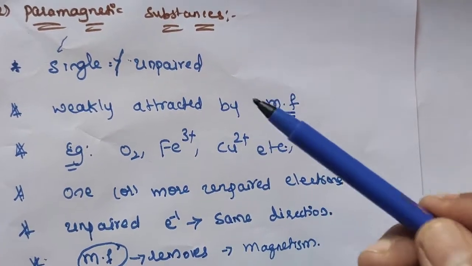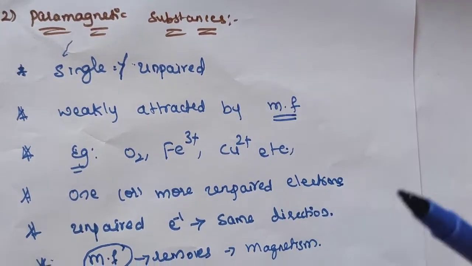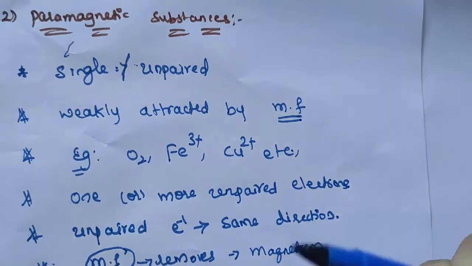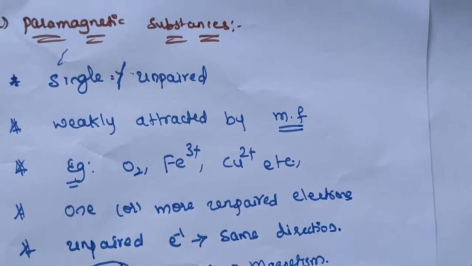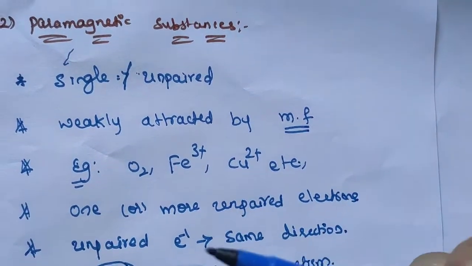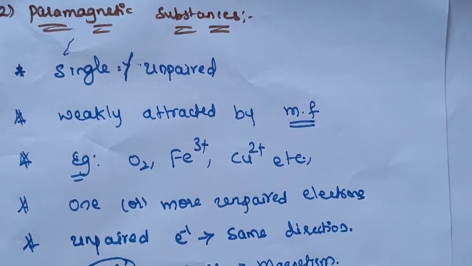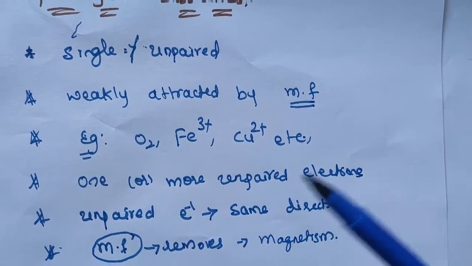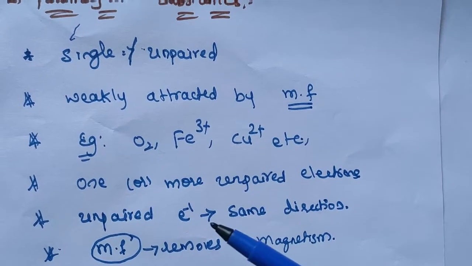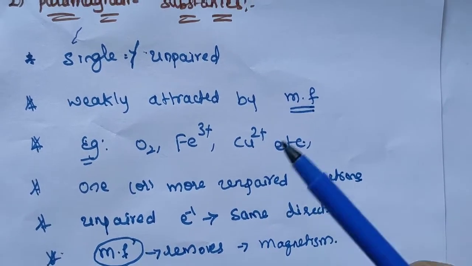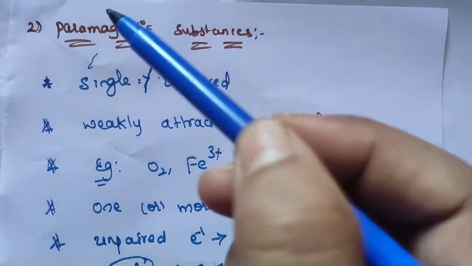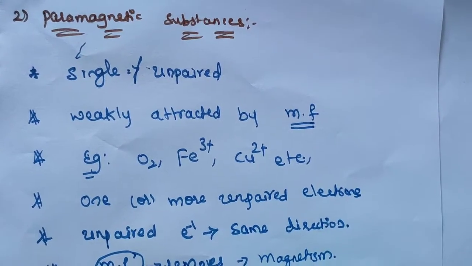So these are the points you should remember: due to unpaired electrons, these are weakly attracted by a magnetic field. Why are they weakly attracted? Because they contain one or more unpaired electrons. So even though they are in the same direction, they get magnetized by the magnetic field due to the unpaired electrons. So these are the examples and the concepts involved in paramagnetic substances.